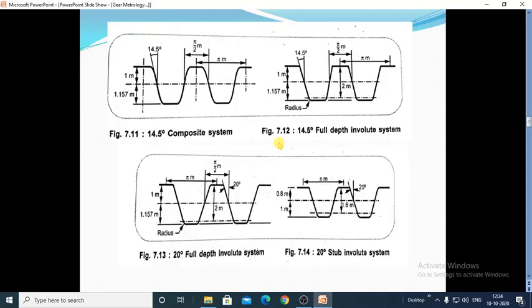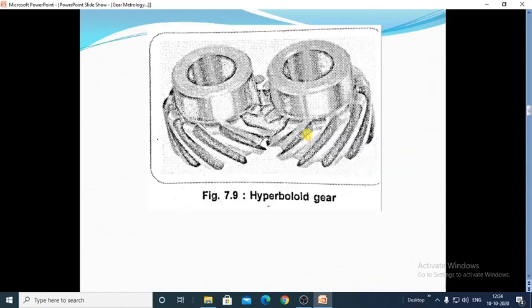If you see further, gears are also classified based on the angle. If you see the difference, 14.5 degree composite system, 20 or 14.5 degree full depth involute system, this is not that much important. So this one is important.